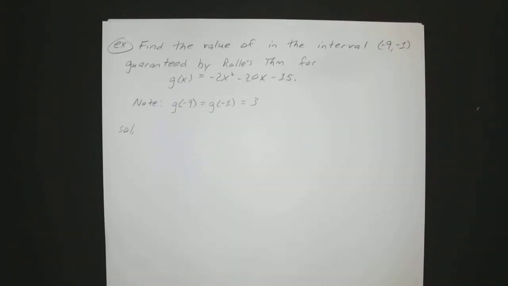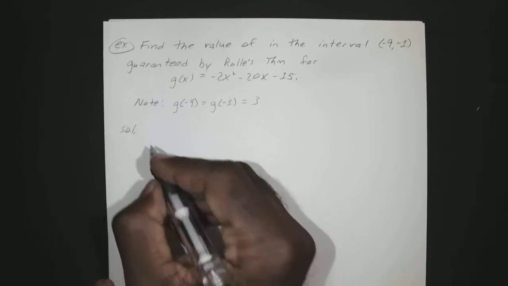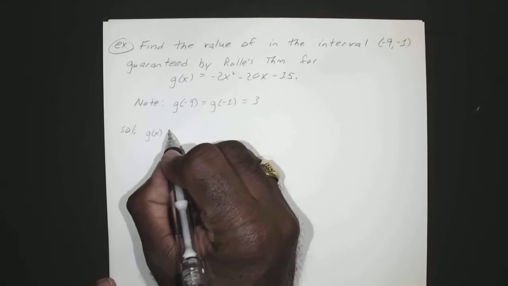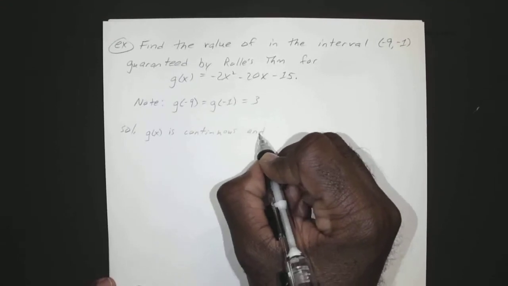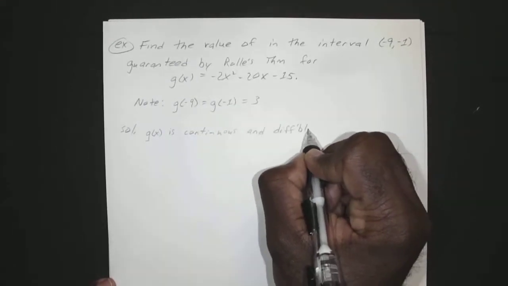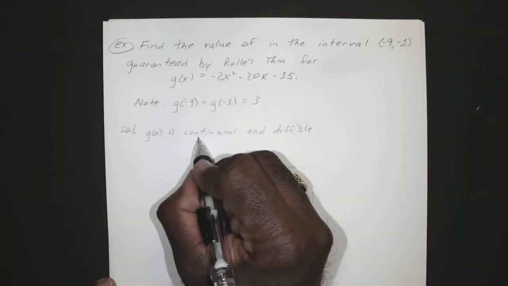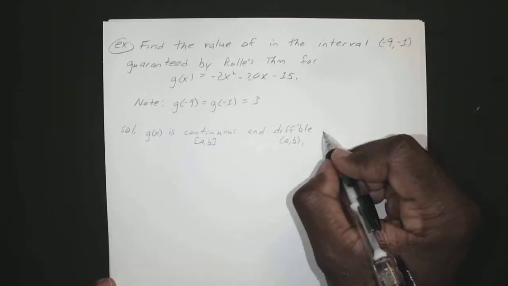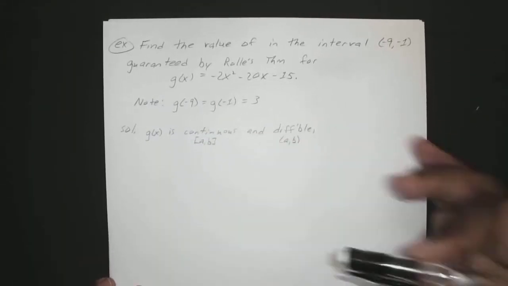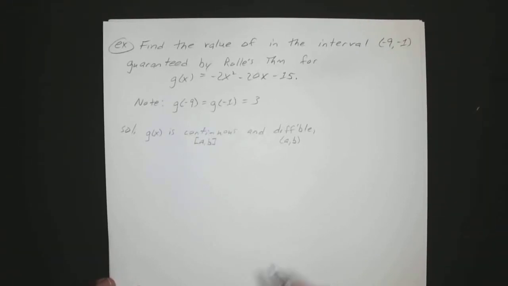Okay. So we know that g of x is continuous over every point because there are no values of x that if you plug it in, you have anything undefined or negative square roots or anything like that. So we know it's continuous. And we know it's differentiable at every point. Well, it's continuous on the closed interval and differentiable on the open interval. So that means we can actually use Rolle's theorem on this one.